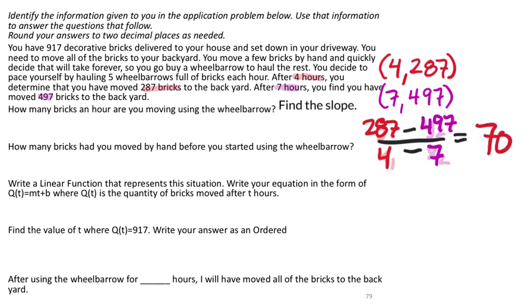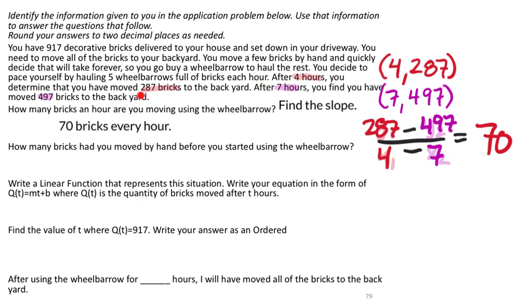Now, we need to specify this. We did find the value of 70, right? But really, it's 70 bricks every hour. And again, this is using the wheelbarrow, right? So now that we have the slope, it says how many bricks had you moved by hand before you started using the wheelbarrow? There's a couple different ways to do this.